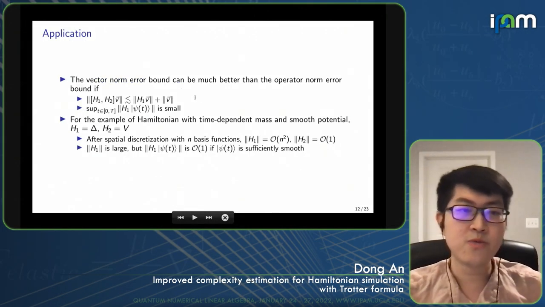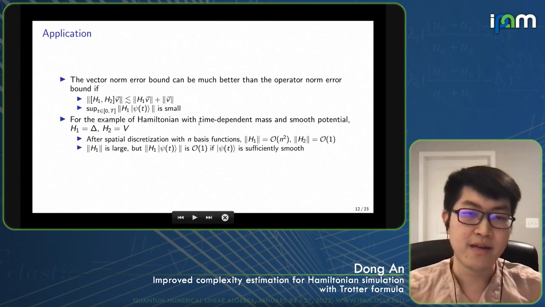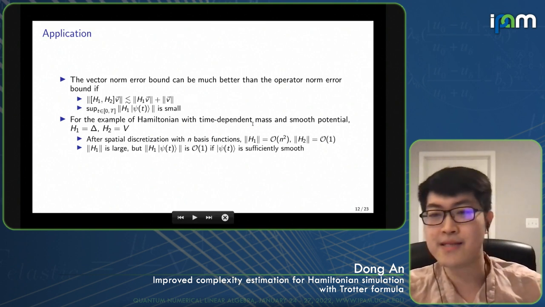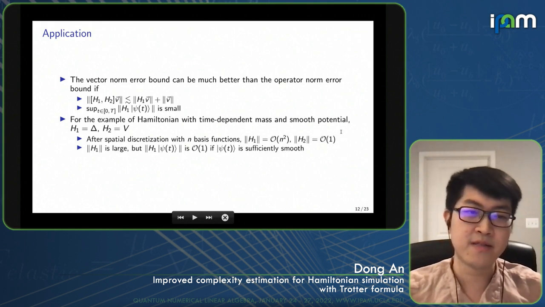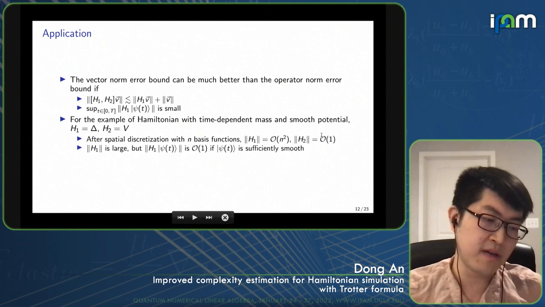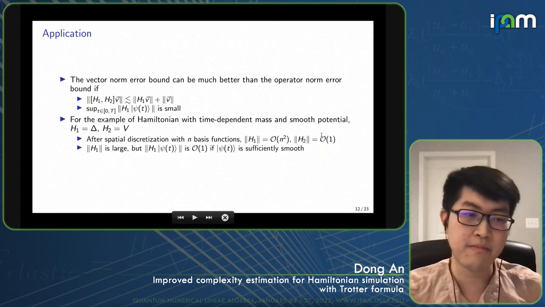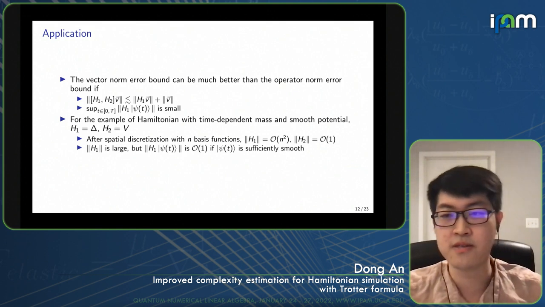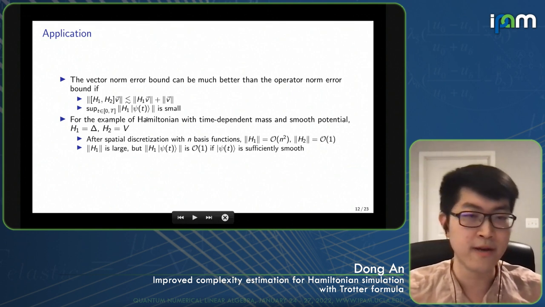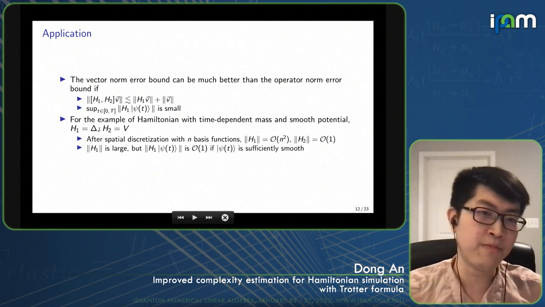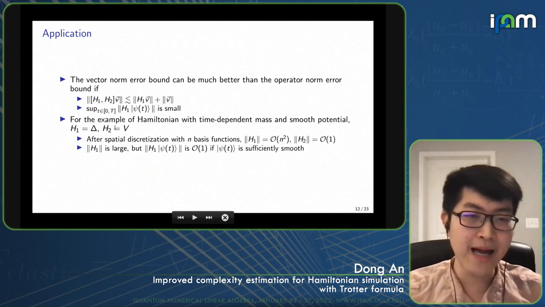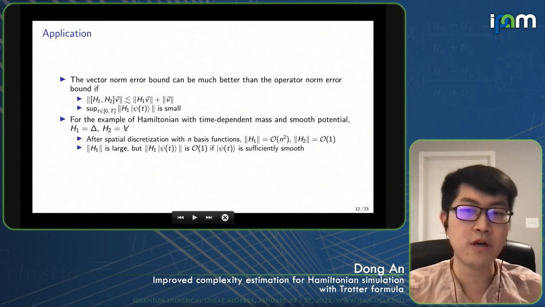That is, we want to apply this kind of vector norm error bound to our example with time-dependent mass and potential. And here we further assume that our potential is bounded and smooth. This turns out to be a strong assumption, and I will go back to this later and remark on this point. But at this point, we just assume the potential to be bounded and smooth. In this example, my Hamiltonian H1 again is the Laplacian operator, and my Hamiltonian H2 is the potential operator.